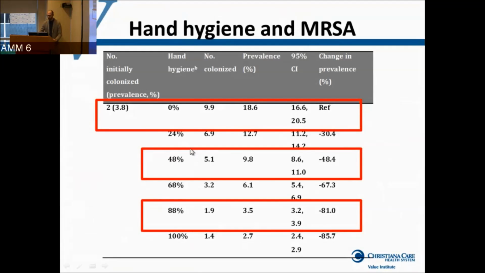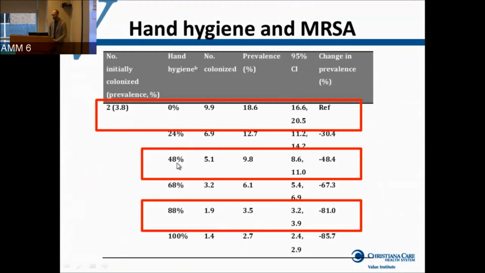This quantifies what I'm talking about a little bit more, so I want to just focus on 3 lines in this table. Suppose we start our simulation with 2 colonized babies in the unit, or roughly 4% prevalence. No hand hygiene at all. After 9 days, you end up with about 10 MRSA colonized babies, or roughly 20% of the unit now colonized. Using that as a reference, suppose we had 48% effectiveness.